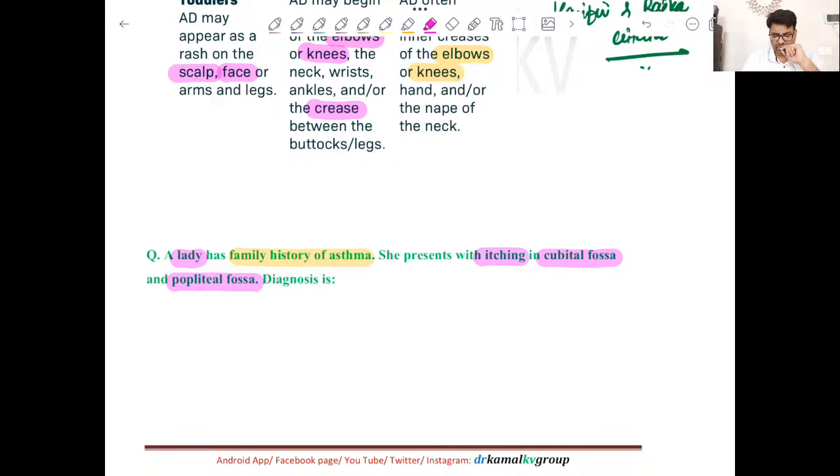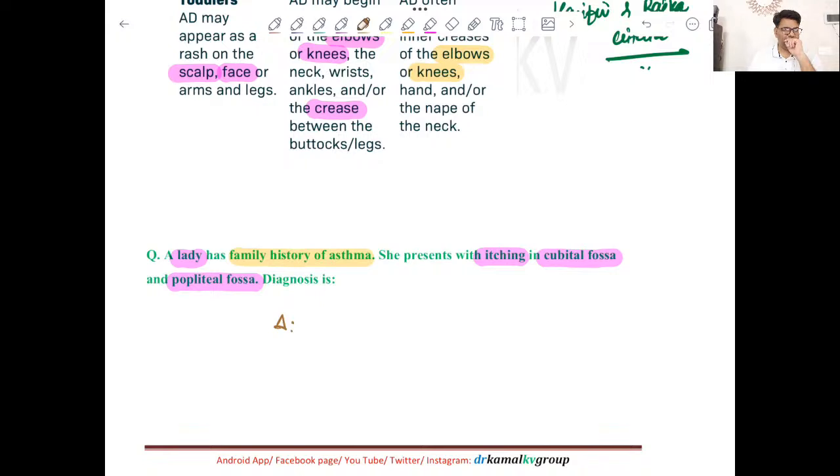So I think all of you must now be in a position to make a clinical diagnosis the moment you have all these set of words, right? So what will be your clinical diagnosis here? Lady, family history of asthma, itching in cubital or popliteal fossa. I think everyone can make a straightforward diagnosis just looking at these set of words.